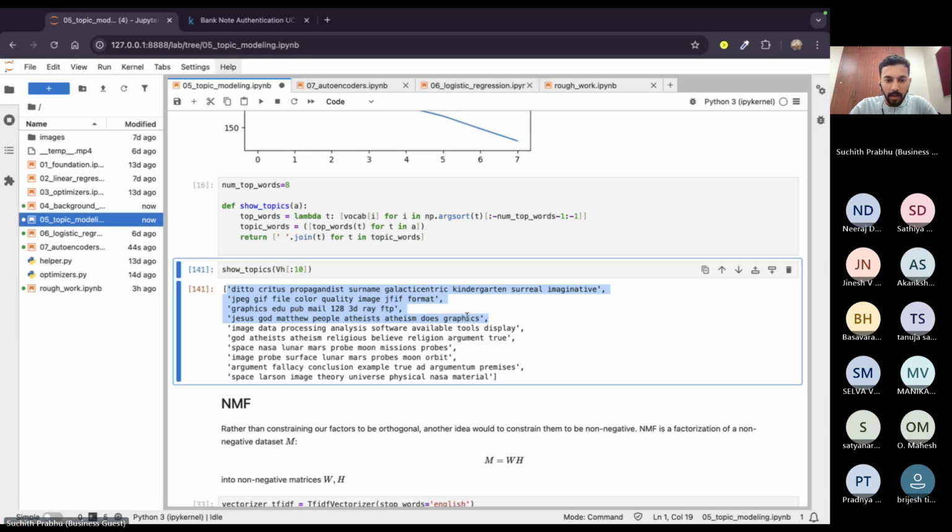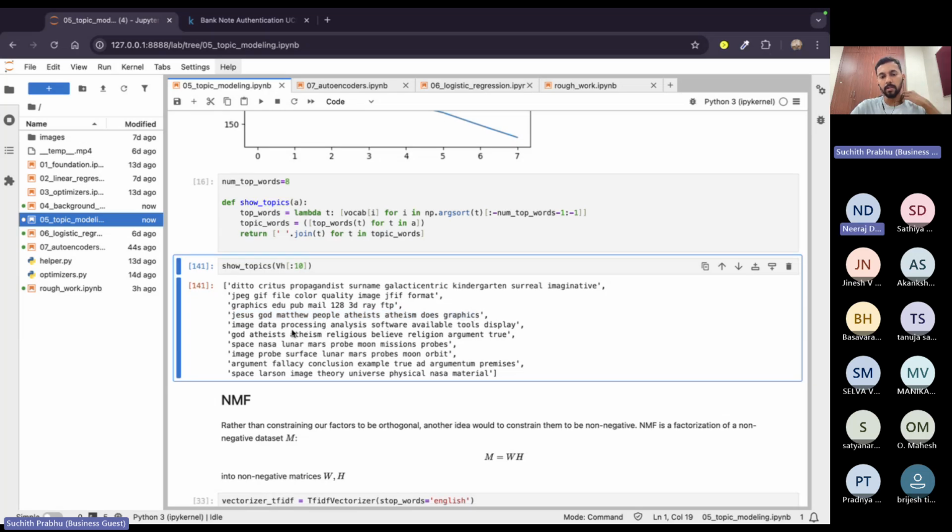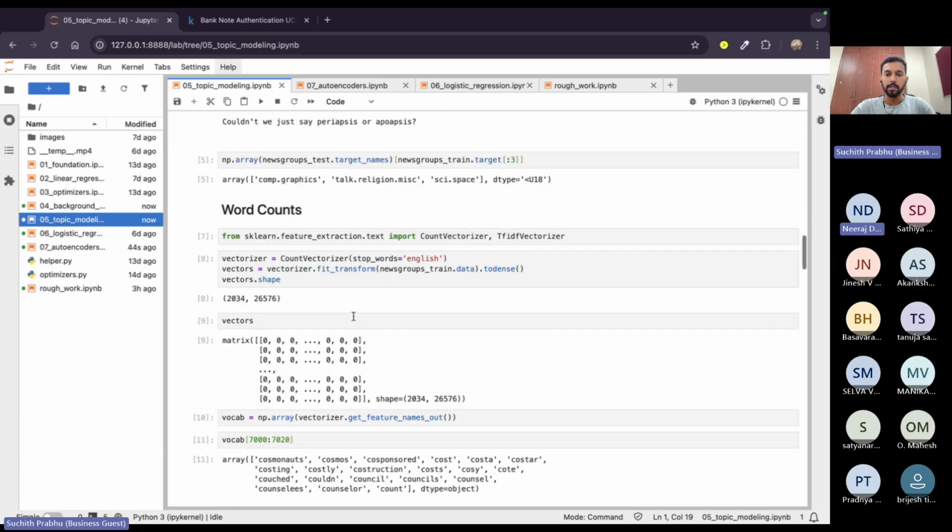There's something about graphics over here. The second one is also graphics, and it is very conclusive. The third is a bit ambiguous because it has edu, pub, mail. Actually the third is sort of related to religion, but there is also something about graphics. It doesn't cover the space part. So we are not guaranteed to get all the documents because we are not using it anywhere, we're just starting in.